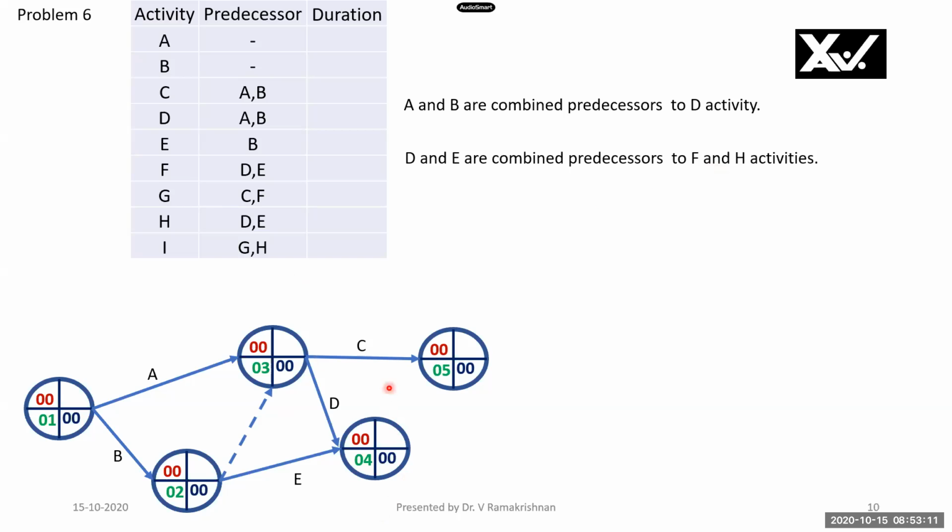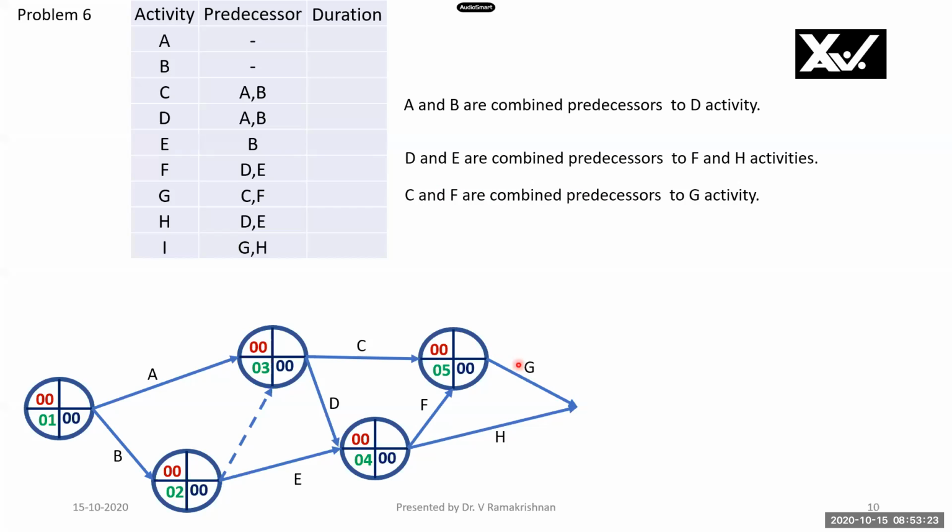You will see here, C is drawn. F is drawn here because F and C are combined predecessors. I have joined these two. C and F are combined predecessors to G here. Therefore, G has predecessors C and F.